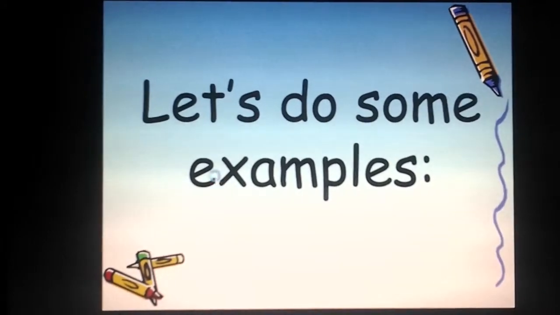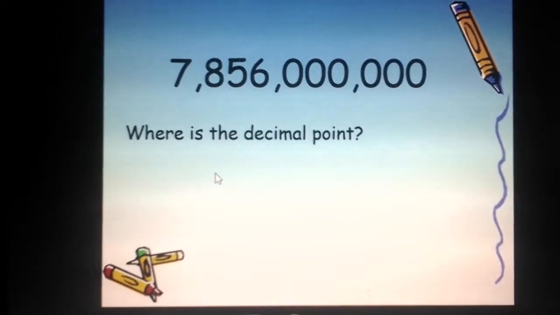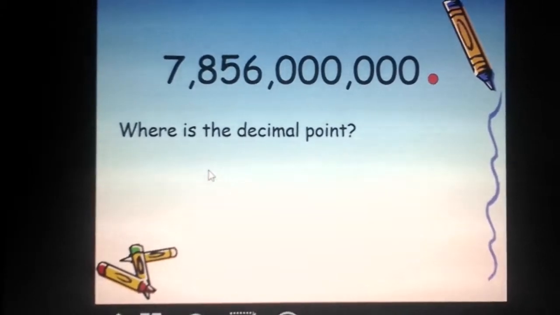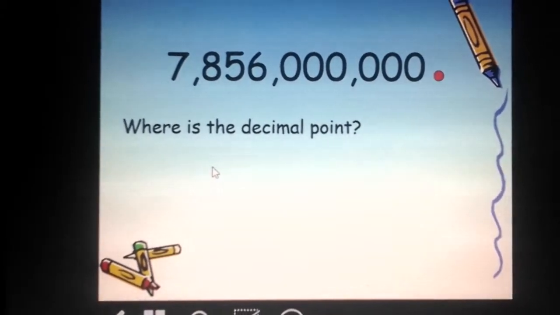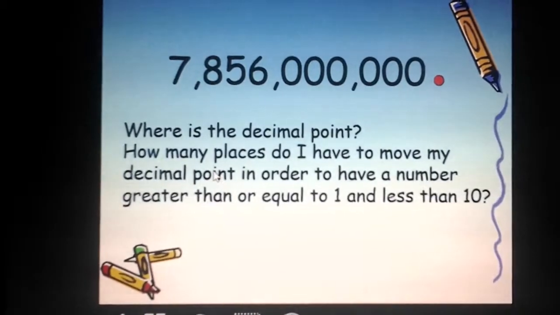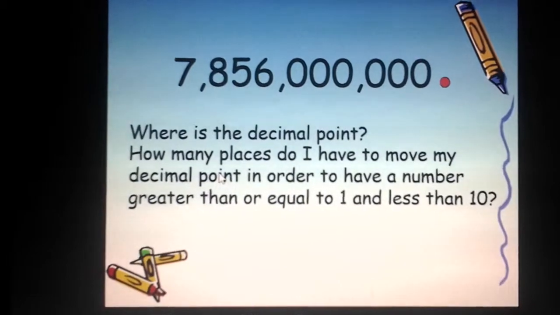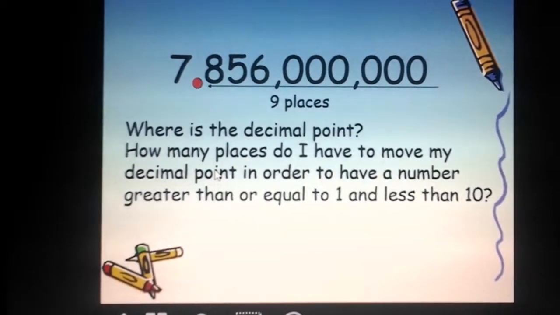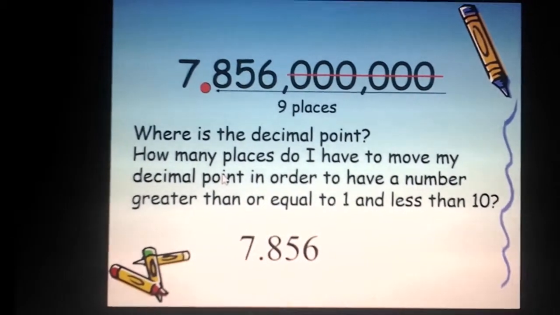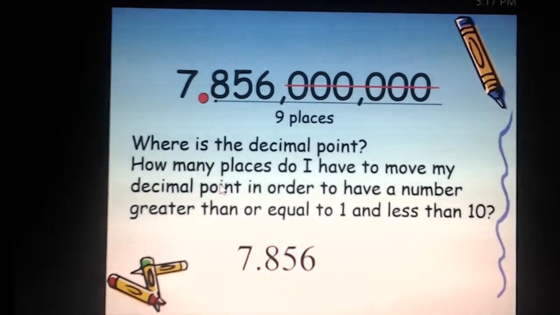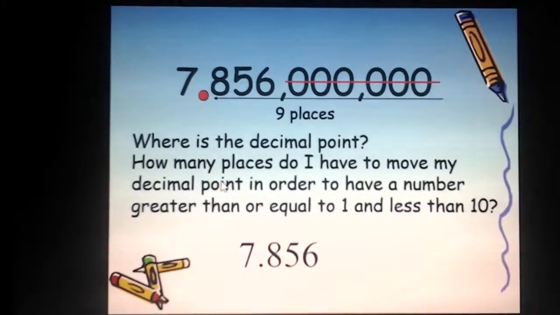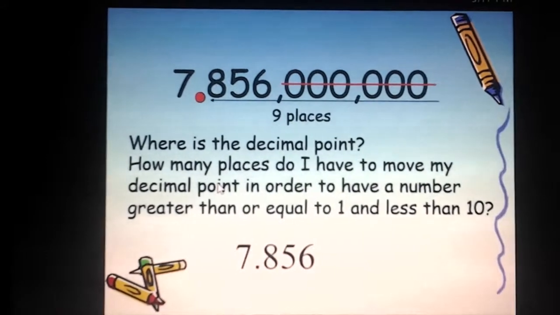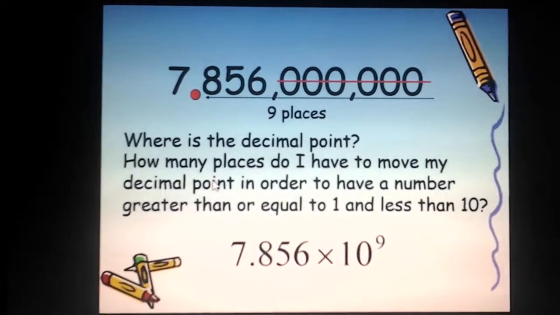Let's do some examples. Where's the decimal point? Where is it originally at? You guessed right. It's at the end. This number is very large. Now we need to put this decimal point between. Yes, you guessed it. In between the 7 and the 8. Went 9 spots. So therefore, the correct way to say this is 7 and 856 thousandths times 10 to the 9th power.